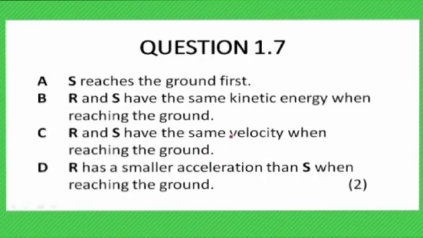So they give you here different options. They first tell you that S, remember that S was the heavier one, reaches the ground first. R and S have the same kinetic energy. R and S have the same velocity on reaching the ground, or R has a smaller acceleration than S when reaching the ground. Okay, now a few important things that we need to eliminate.